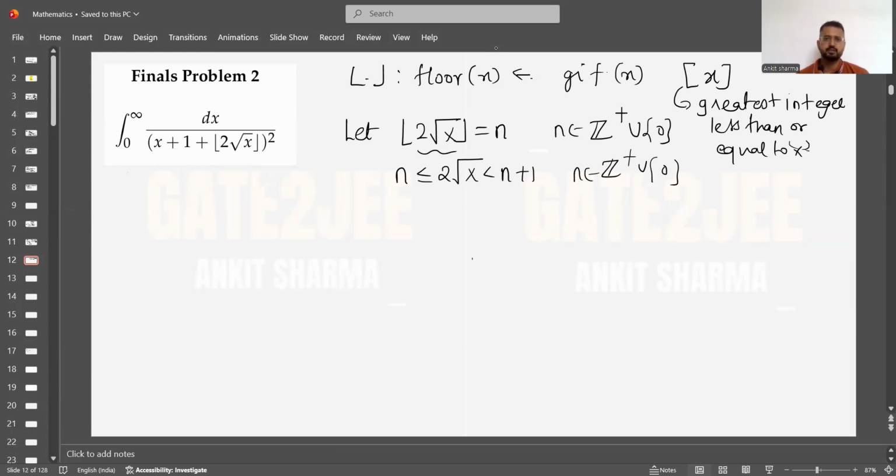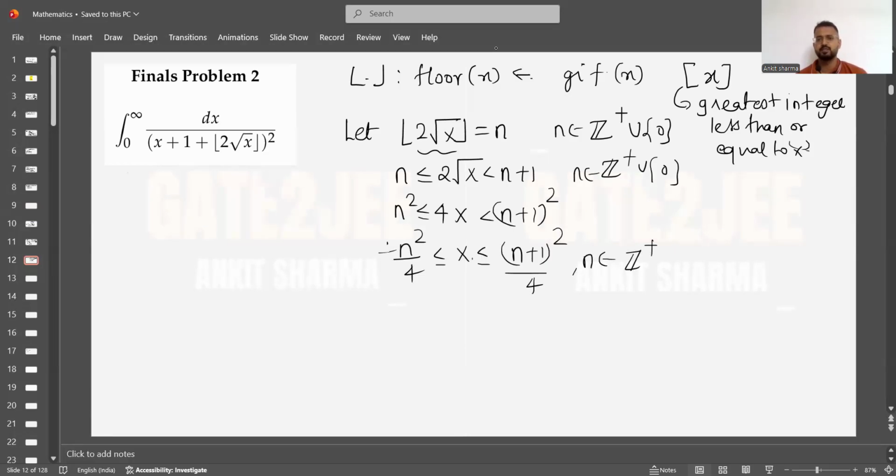Now I need to find x, because I have to break the domain in x. So I'll square this. n squared is less than or equal to 4 times x, which is less than n plus 1 squared. If I divide by 4, I get n squared over 4 less than or equal to x, less than n plus 1 squared over 4. That means I need to break it at every point where n becomes a positive integer. Starting from 0, I start with 0 to 1 by 4, and then similarly next will be 2 squared by 4 to 3 squared by 4. All these points I have to break.